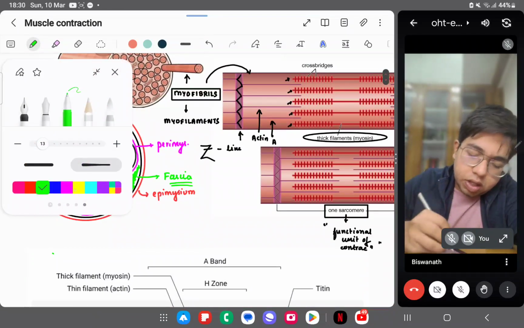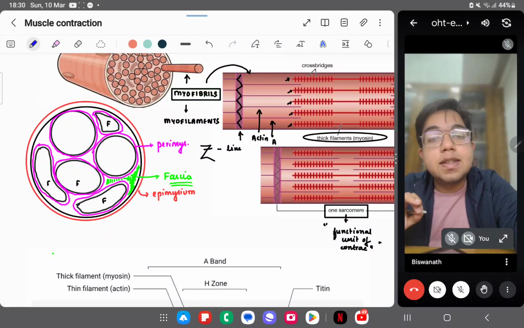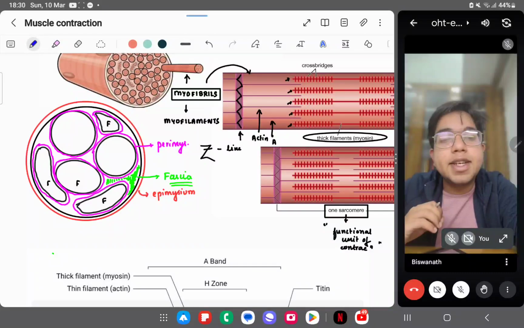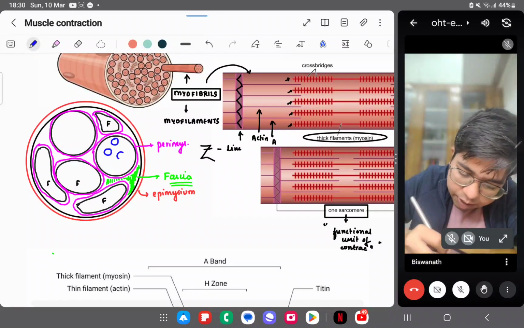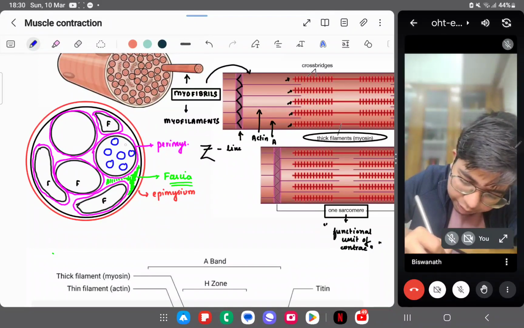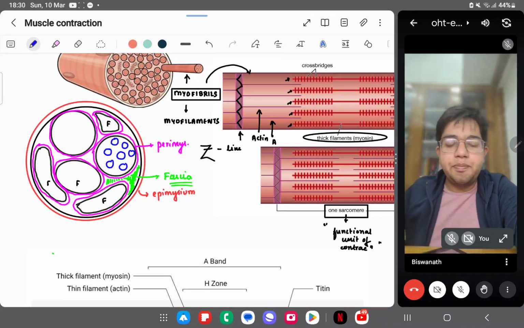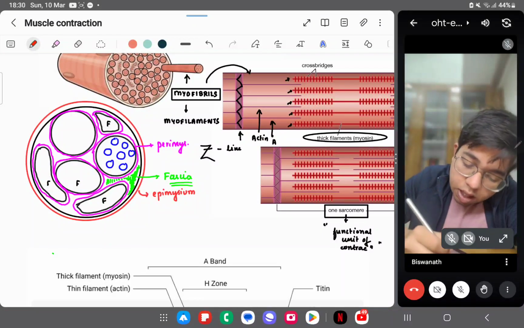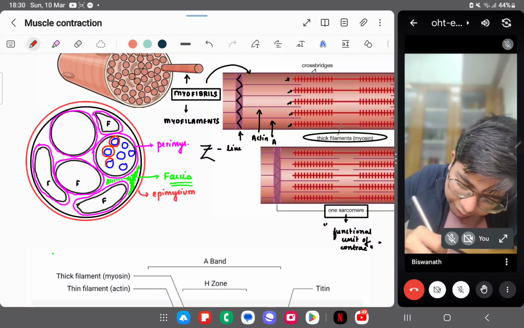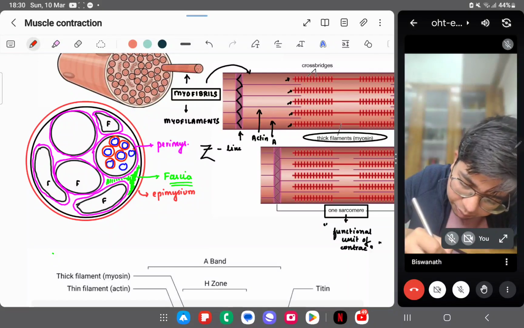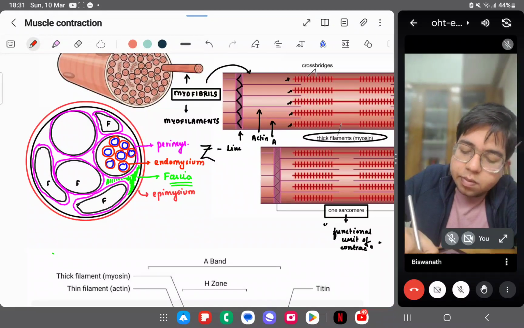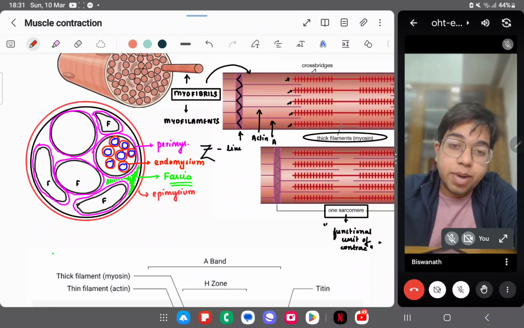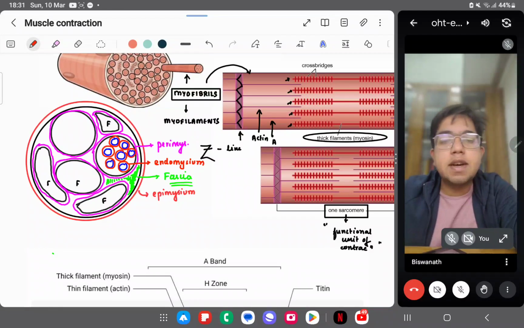Again, these fascicles will be the collection of muscle fibers. Muscle fiber, muscle fiber, muscle fiber, muscle fiber, muscle fiber. Done. These are your muscle fibers. There must be a covering over the muscle fiber itself. What is this called? It's called your endomysium. Understood? So endomysium is the covering of the muscle fiber.